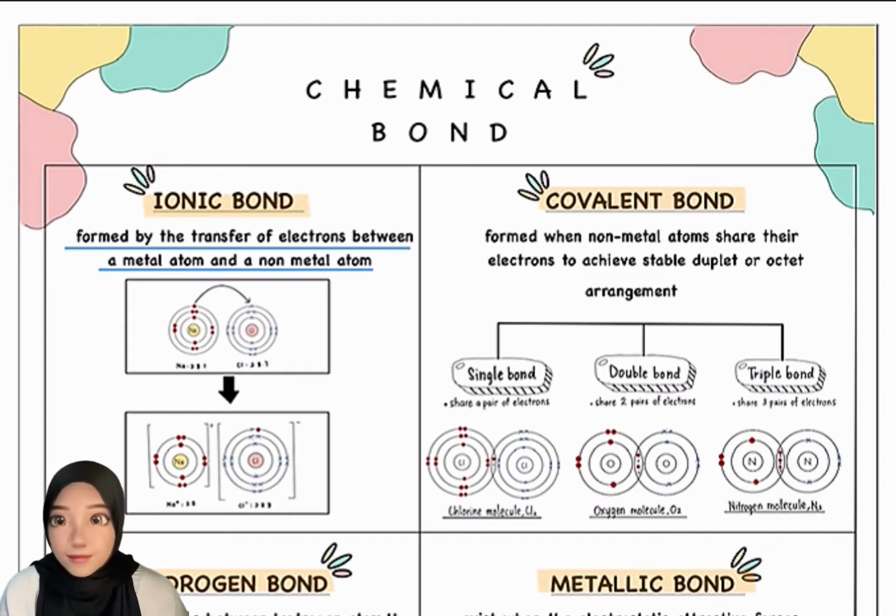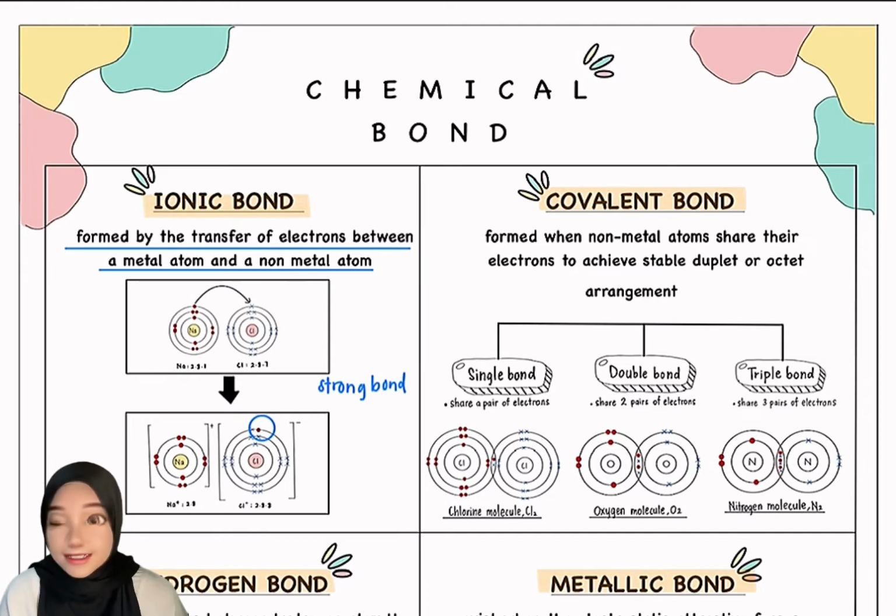And the chlorine atom achieves the stable octet electron arrangement of 2.8.8 when it accepts one electron from a sodium atom to form a chloride ion. Now, the sodium ion and chloride ion with opposite charge are attracted to each other by a strong electrostatic force of attraction, forming the ionic bond. Next, covalent bond is a bond that forms when non-metal atoms share their electrons to achieve a stable duplet or octet arrangement.